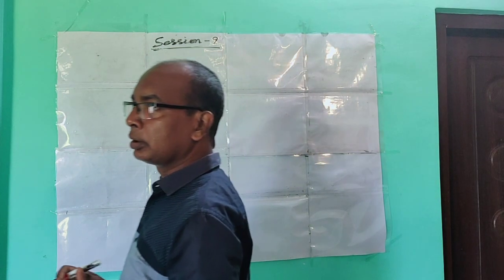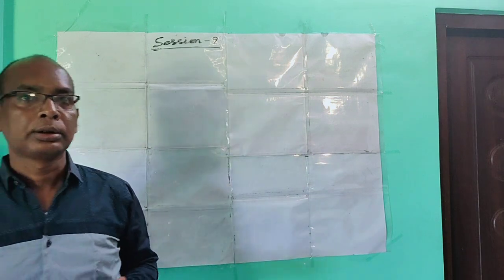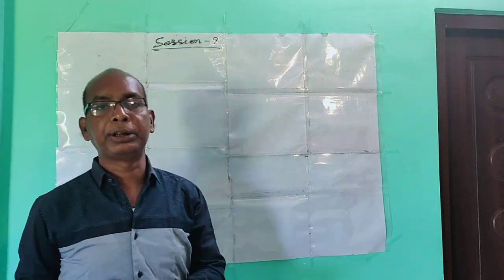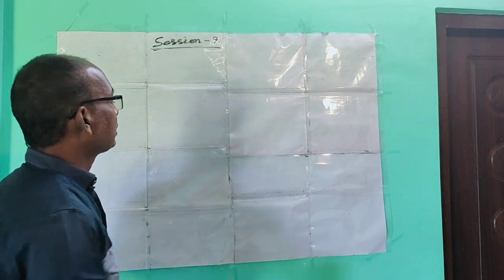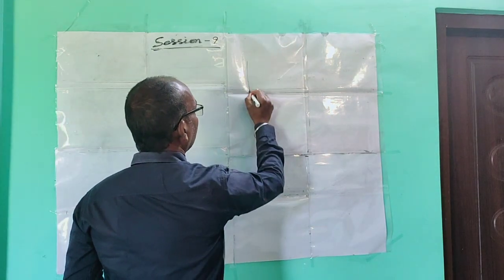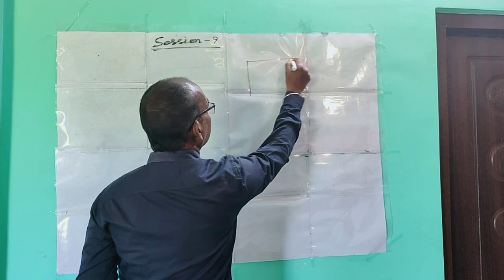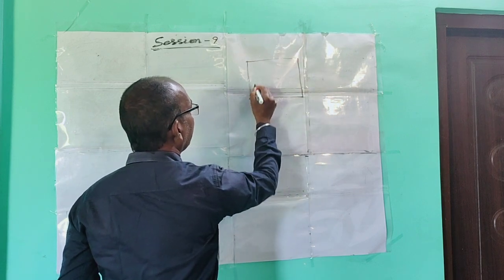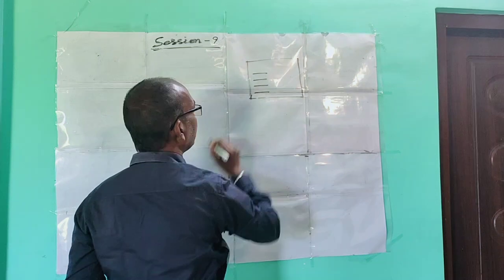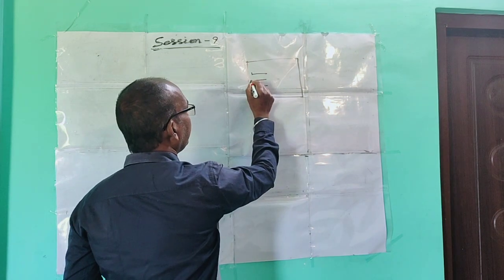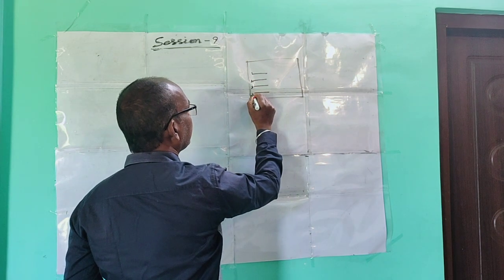Next, link with different pages in the same website. For example, suppose this is one website, and there are 4 links: link 1, link 2, link 3, and link 4.